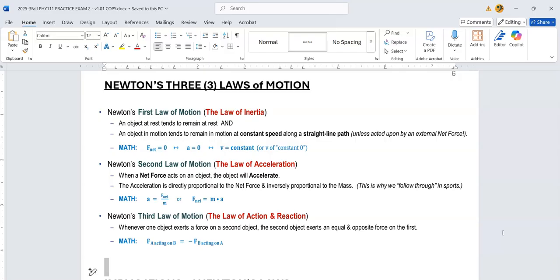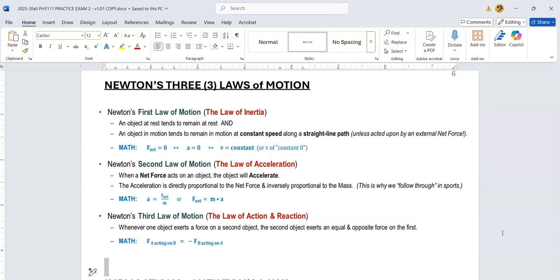So mathematically, what that means is if the net force is zero, in other words, we're not putting an external force on the object, the acceleration is zero, meaning if it was stopped, it'll stay stopped. If it had a velocity, it'll keep that velocity. The velocity is constant.